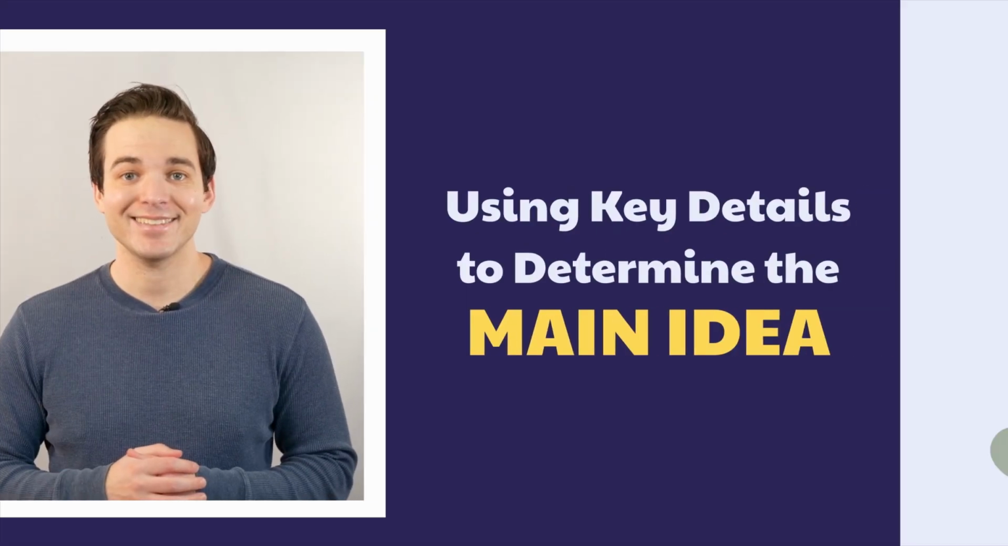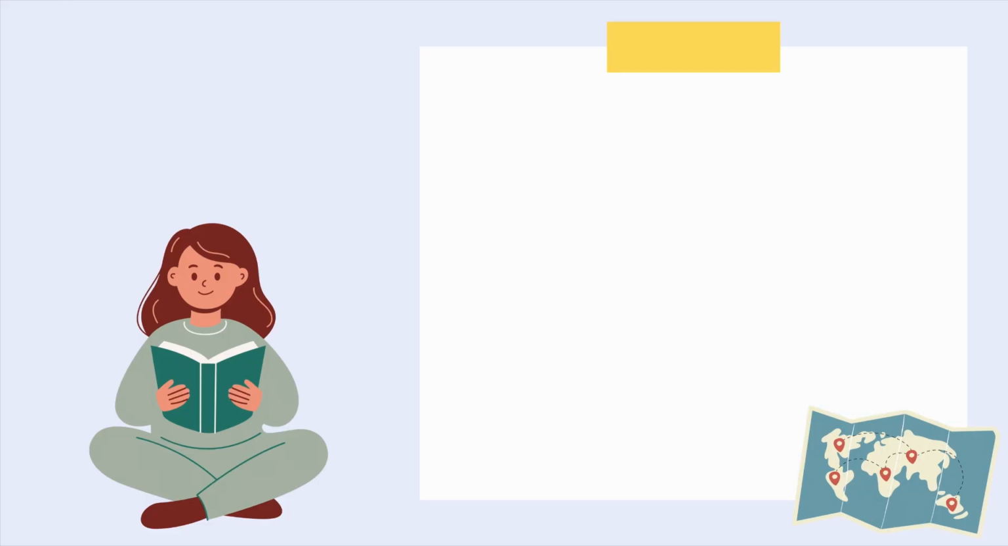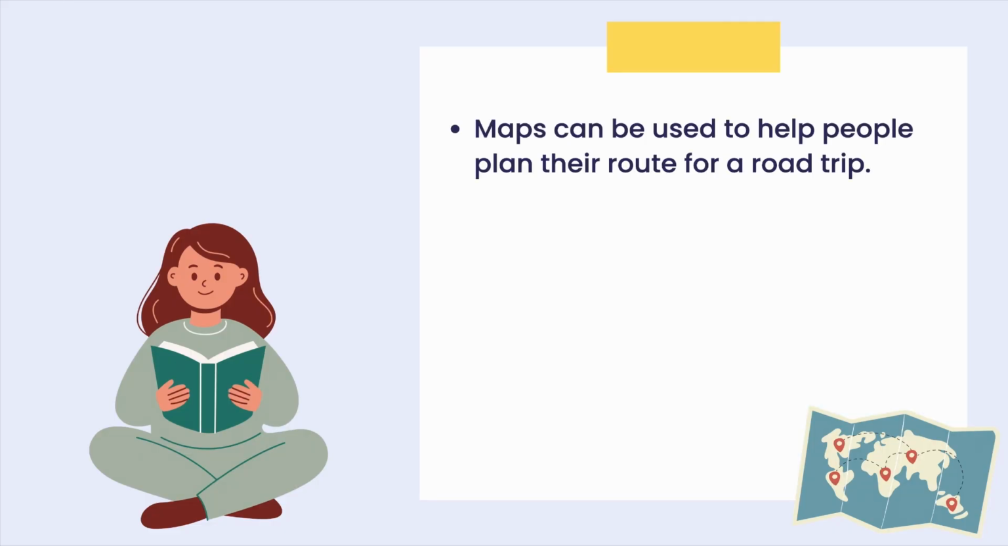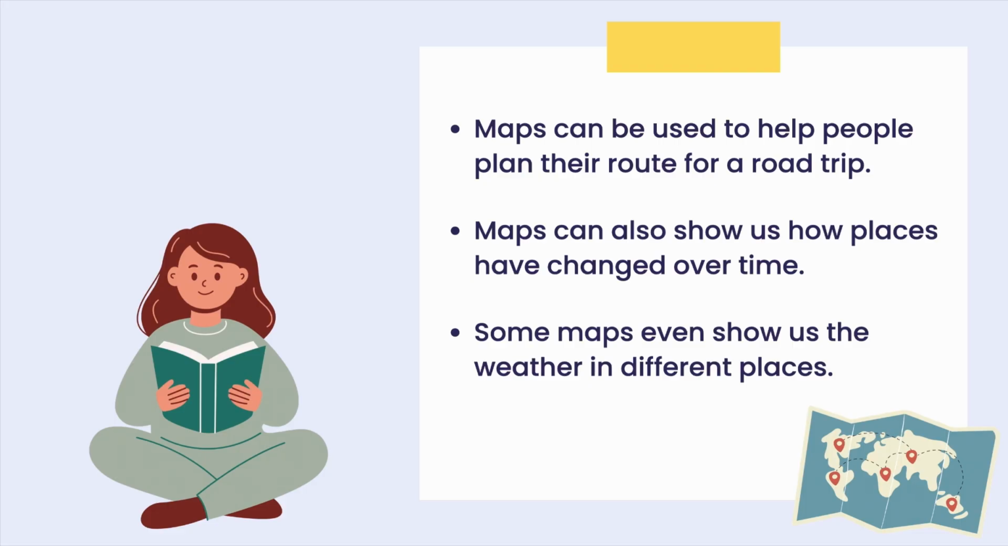Let's try it. Rachel just finished reading about maps, and she learned some great tips. Maps can be used to help people plan their route for a road trip. Maps can also show us how places have changed over time. Some maps even show us the weather in different places. Now that Rachel has the key details, she wants to use them to determine the main idea of the text. Let's help her figure it out.